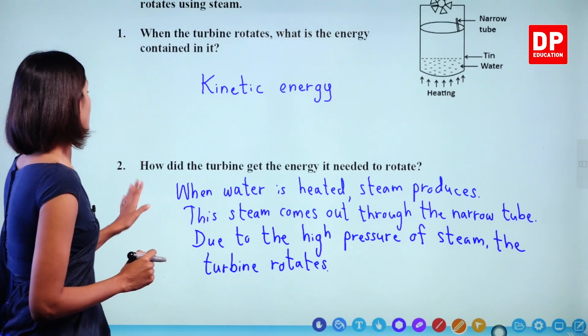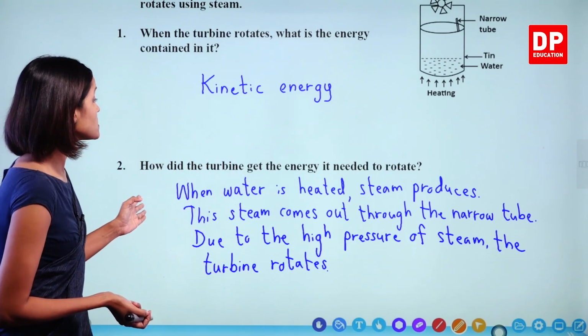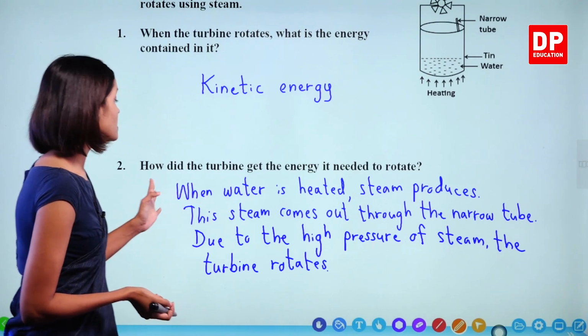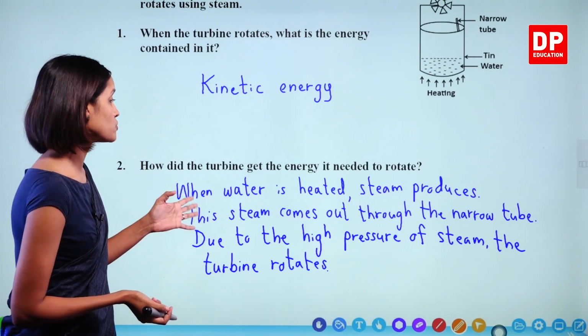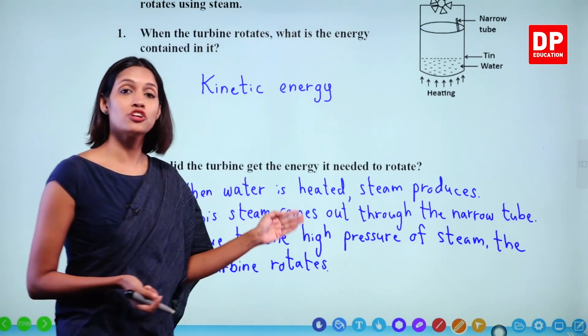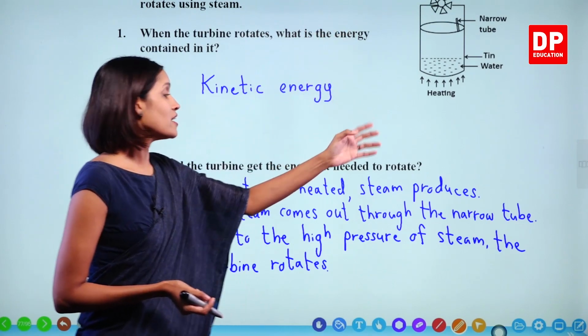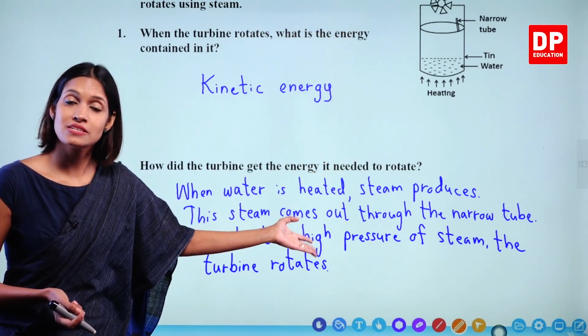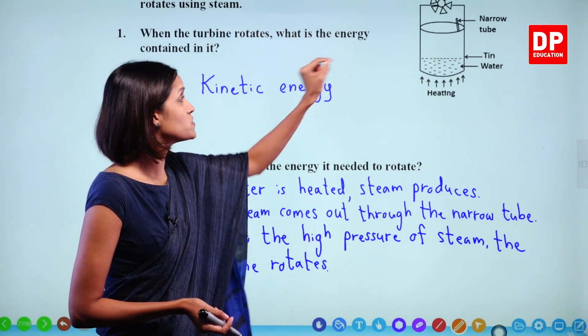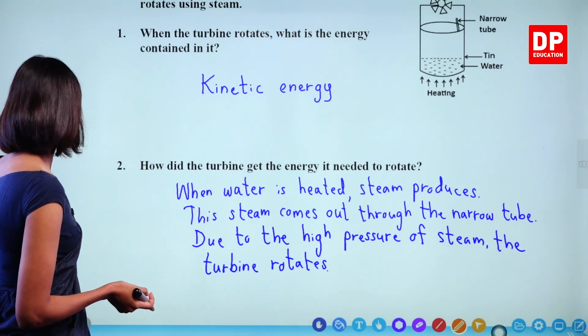Okay? How did the turbine get the energy it needed to rotate? When water is heated, steam is produced. The steam comes out through the narrow tube. Due to the high pressure of the steam, the turbine rotates. It means in order to rotate this turbine, there should be a certain pressure to this steam. So that is why we have to use a narrow tube. Okay? Right, we'll move to the next.